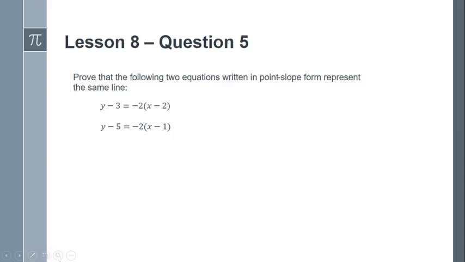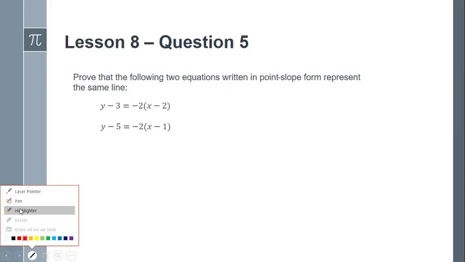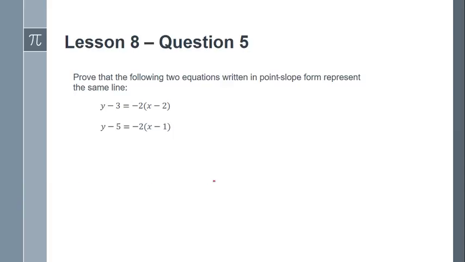All right, so there's a couple of ways we could do it. One way is to go ahead and rewrite each of the equations into slope-intercept form and then show that they are the same. Another way to do it would be to take turns plugging in the points that they each have in their equation into the other equation and see if you get a true statement. So there's two ways. Let's do method one. So this is what you could talk about in this problem. Method one would be to change them into slope-intercept form.